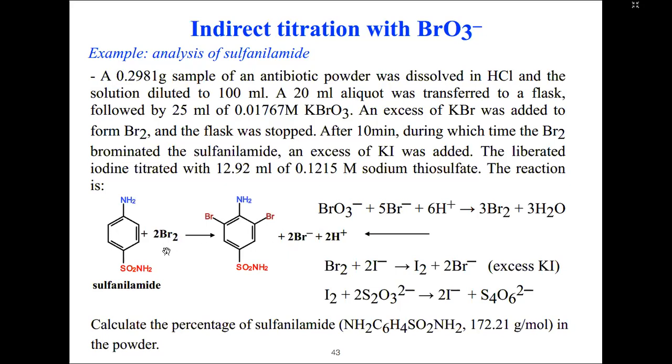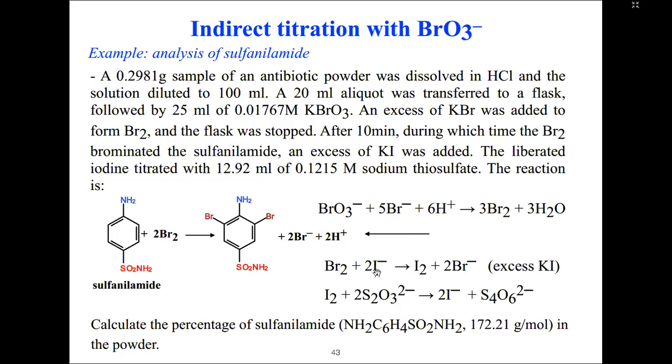Now you react with bromine. The limiting reagent is sulfonamide. So some of the Br2 is leftover. You react that leftover bromine with excess iodide, KI, to produce I2. So the amount of I2 formed depends on the amount of Br2, because Br2 is the limiting reagent. Okay. Now that amount of I2 formed, you react with thiosulfate to do this. These are the reactions you read.